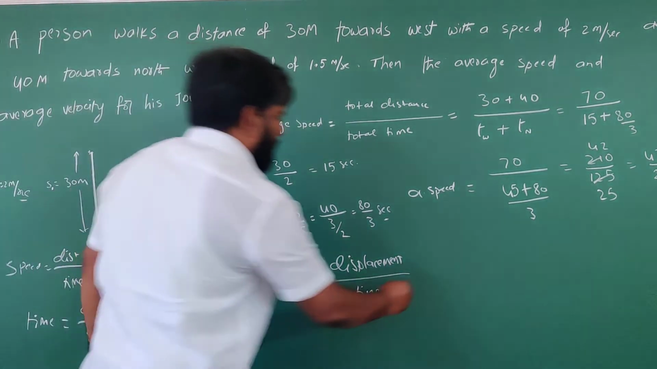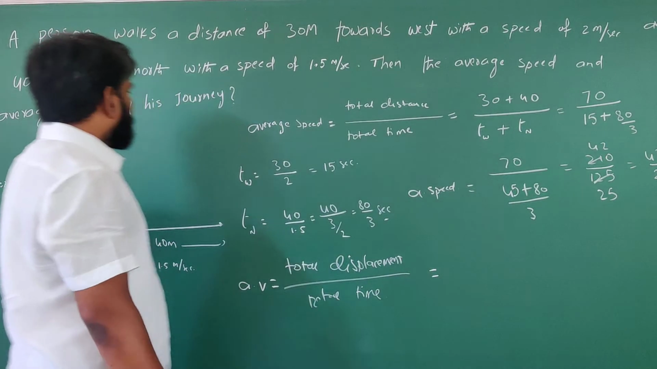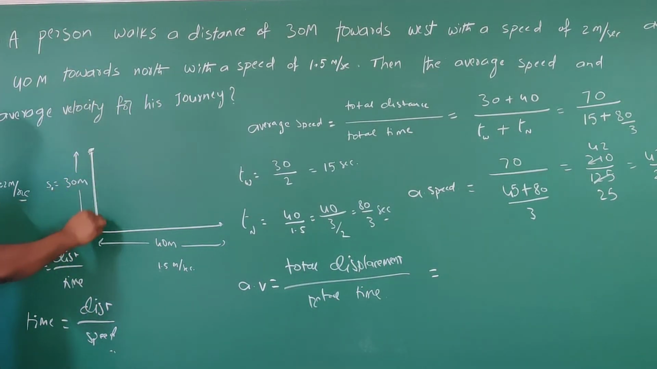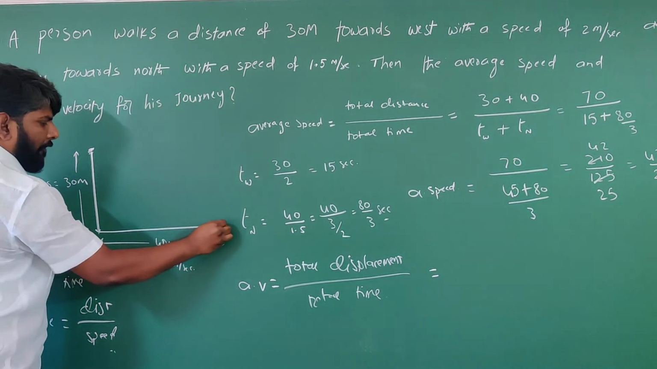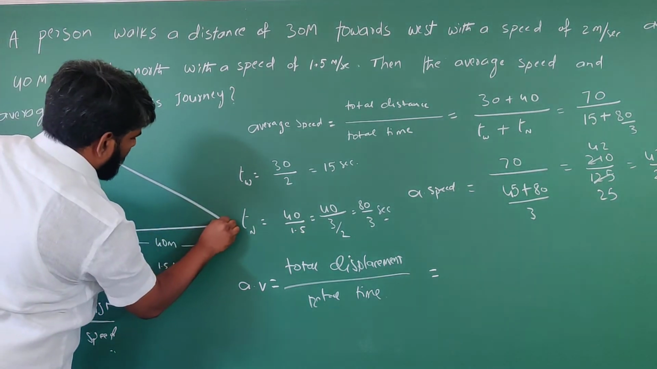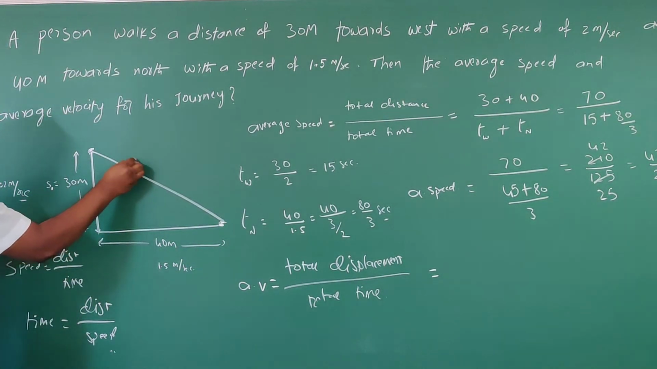Okay, so observe here, students. In this case, total displacement. Here the initial position is towards west, and from north it is the final position. Total displacement means the shortest distance between initial and final. So this is displacement.